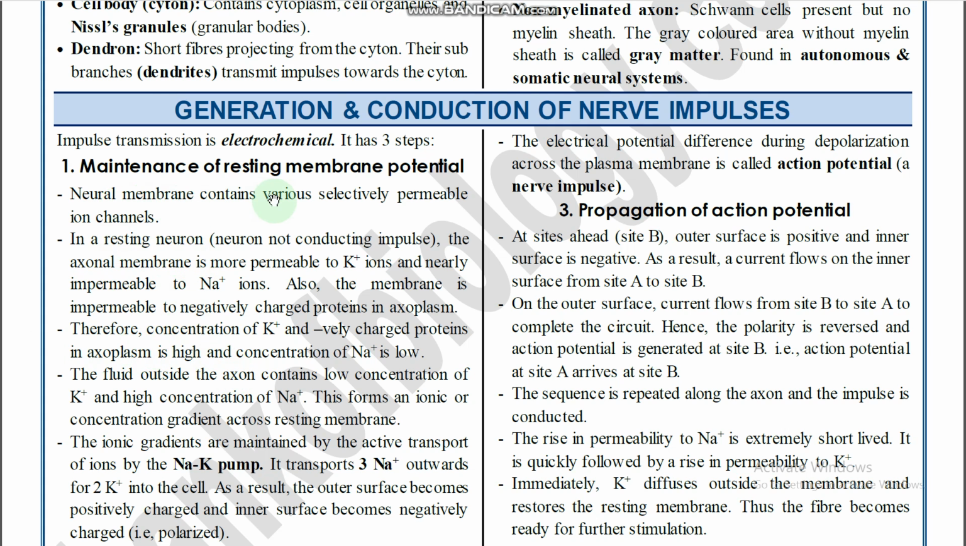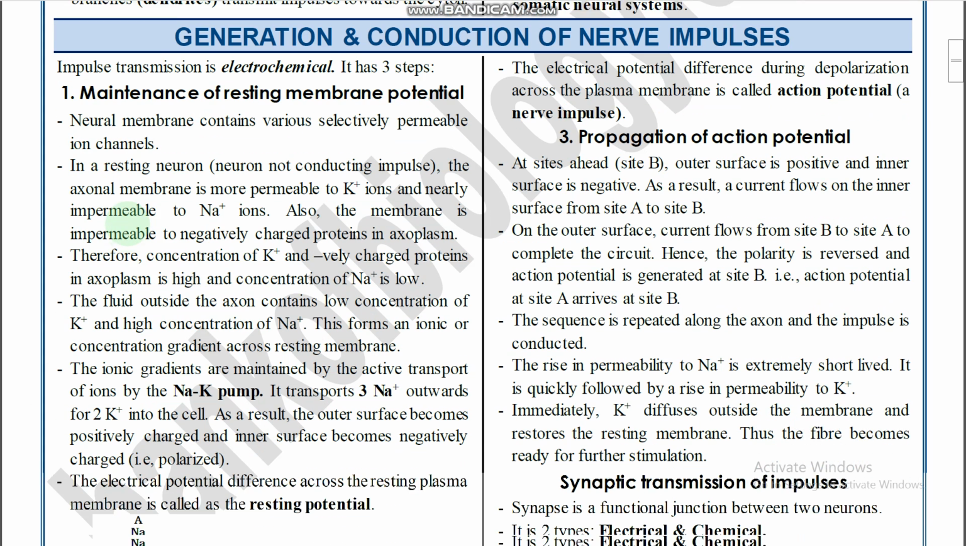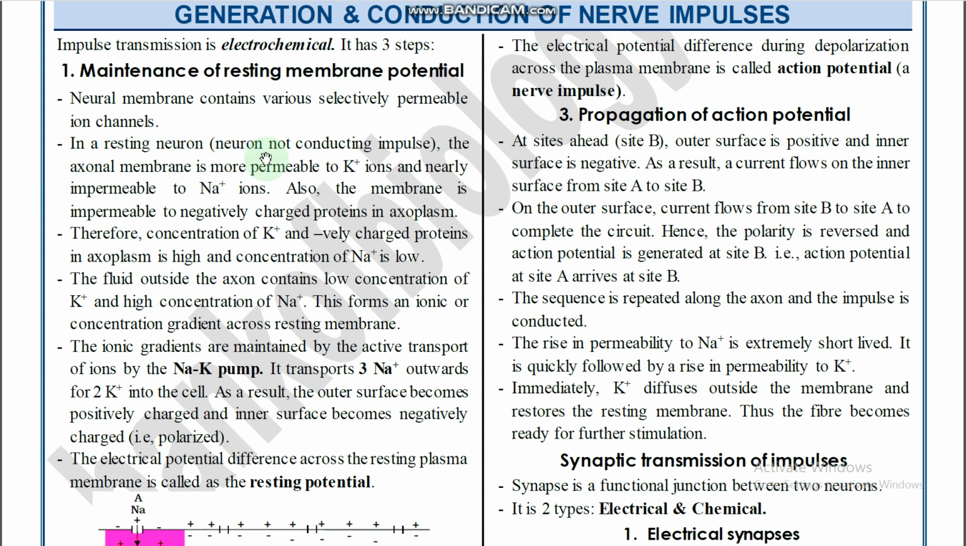The neuron membrane contains various selectively permeable ion channels. So how is the resting membrane potential generated, how is the voltage generated at the time of the resting stage? Because of the presence of ion channels in the region of the axolemma. In a resting neuron not conducting impulses, the axonal membrane is more permeable to K plus ions and nearly impermeable to Na plus ions.